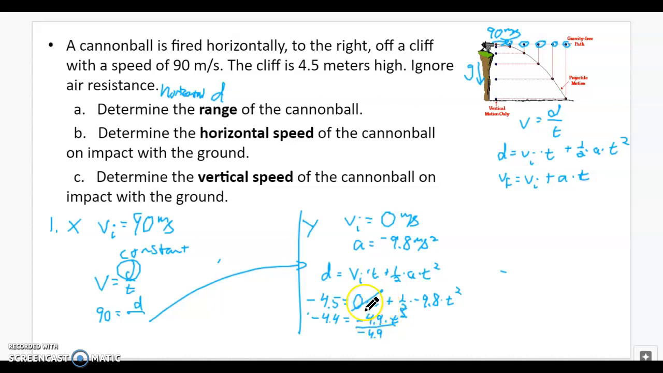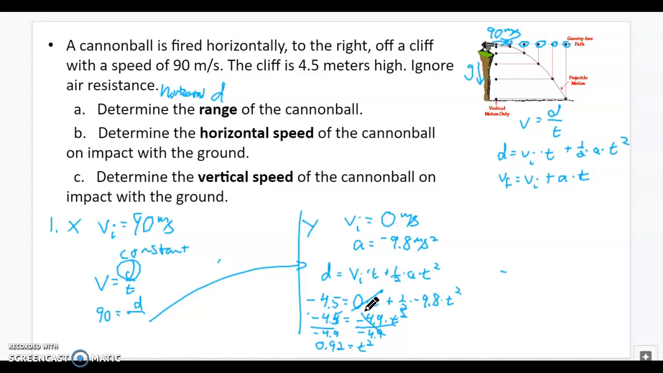So, oops, that's a 5. Negative 4.9. The negative 4.9 goes away on that side, and negative 4.5, oh boy, comes out to be 0.92 equals t squared. Remember, that's not t, that's t squared.